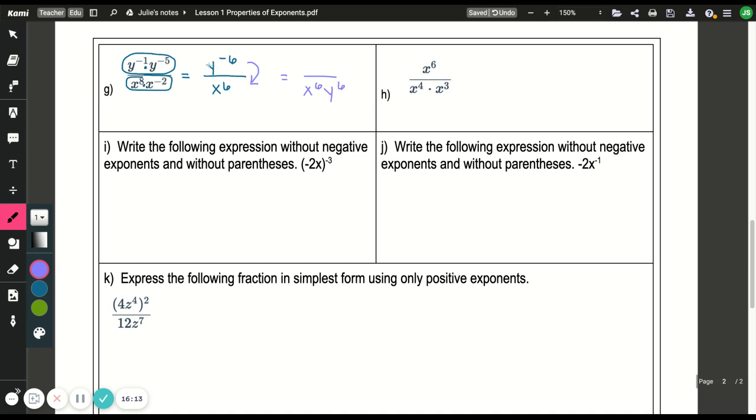There's nothing left on top, right? There's no x's, no y's. They can't have a fraction with nothing on top. What was the coefficient here? What was the number in front? There was a 1. If there's not a number in front, it's automatically a 1. So that 1 is still up there.